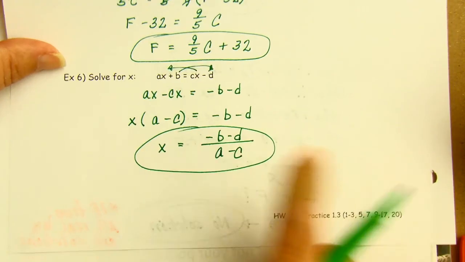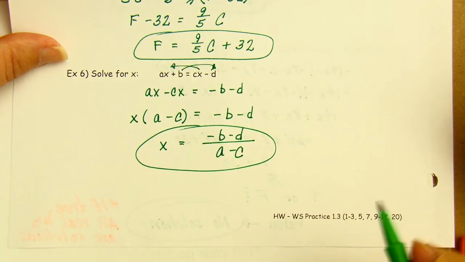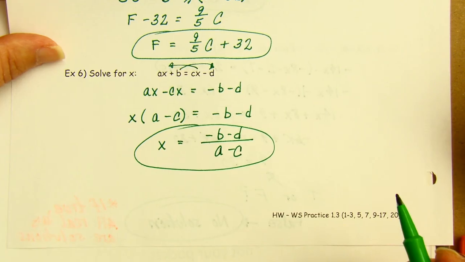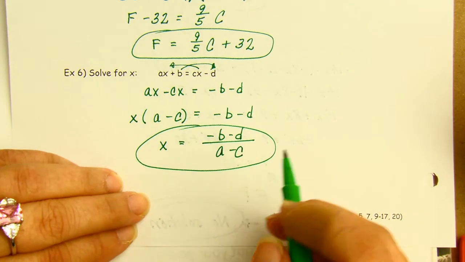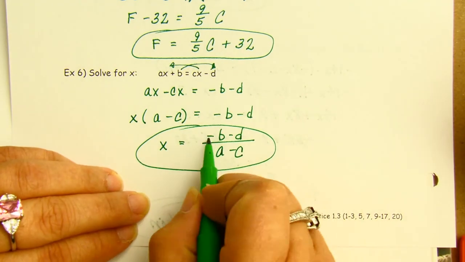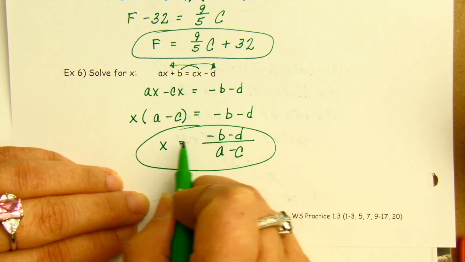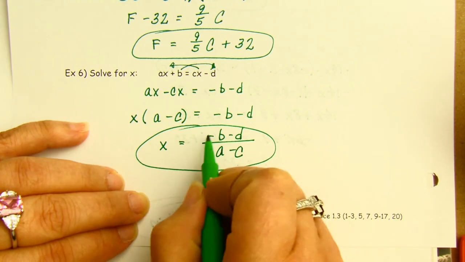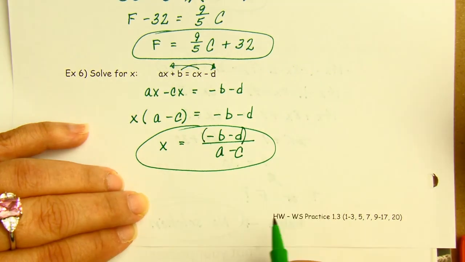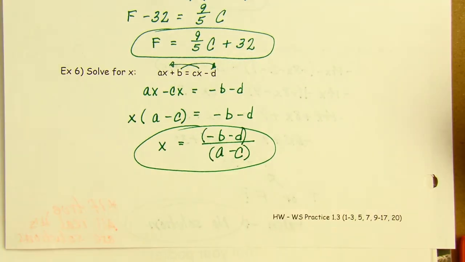Now, if you don't like all these negatives here, you could factor a negative out, but that'll be for another time that we do that. I would accept this answer, but keep in mind, this negative belongs to b. You can't pull it out in the front here. It's got to be like this: quantity negative b minus d over quantity a minus c.